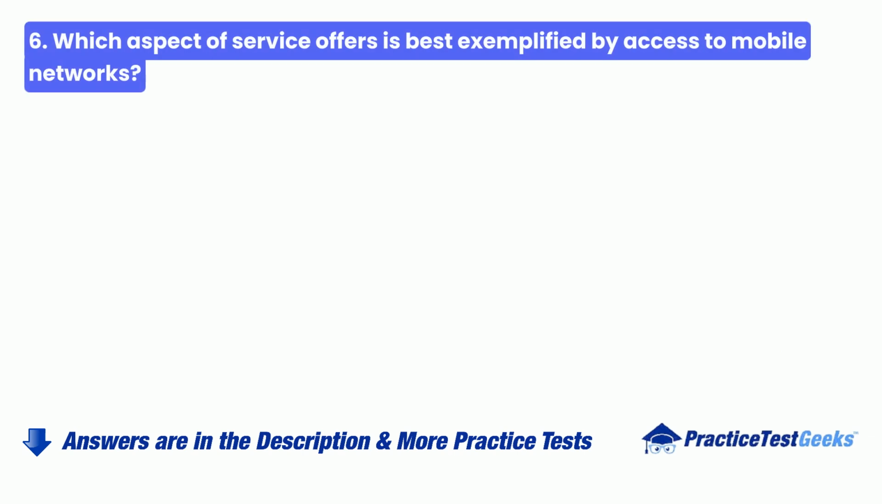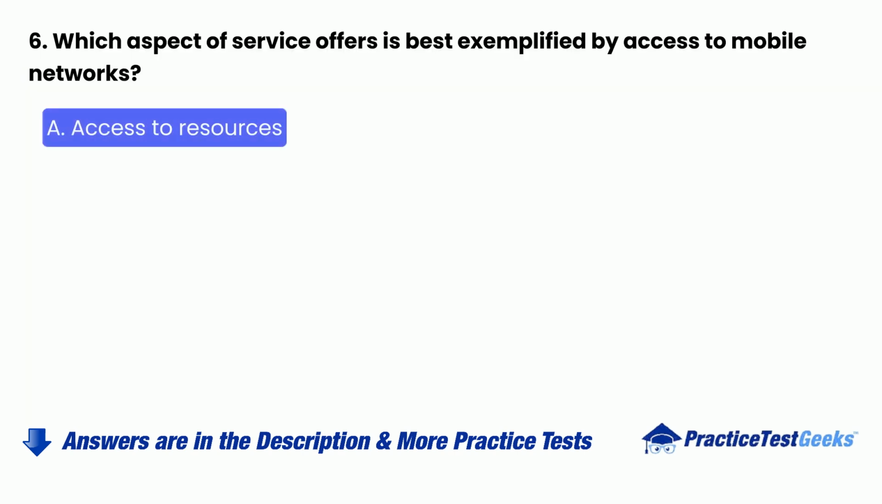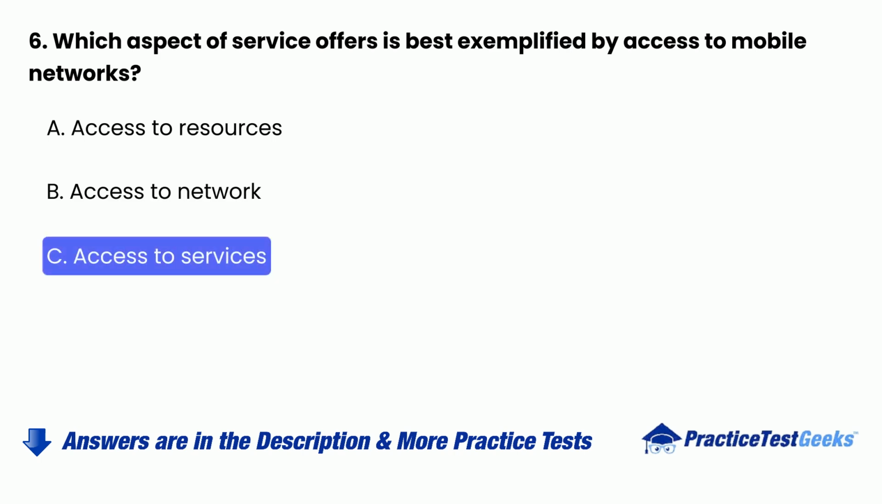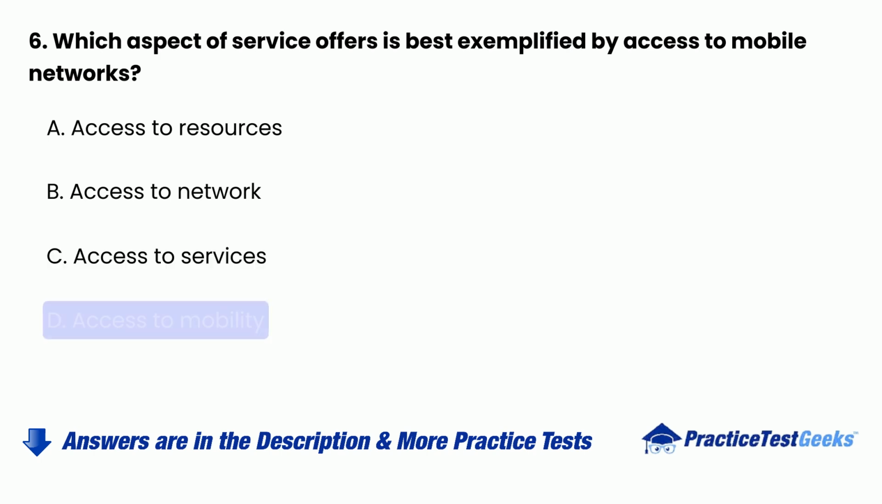Six. Which aspect of service offers is best exemplified by access to mobile networks? A. Access to resources. B. Access to network. C. Access to services. D. Access to mobility.